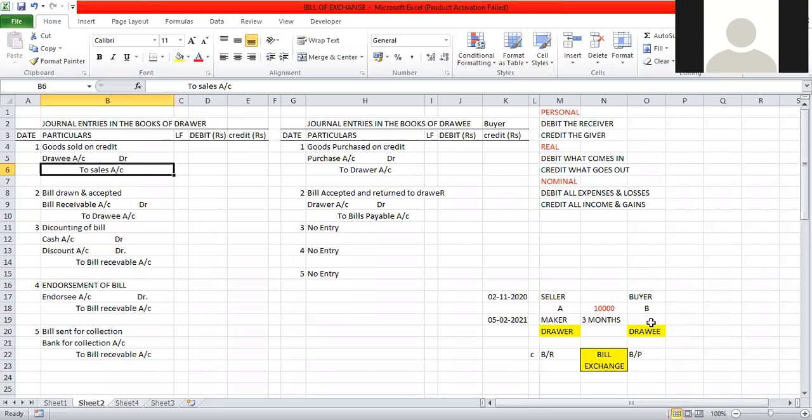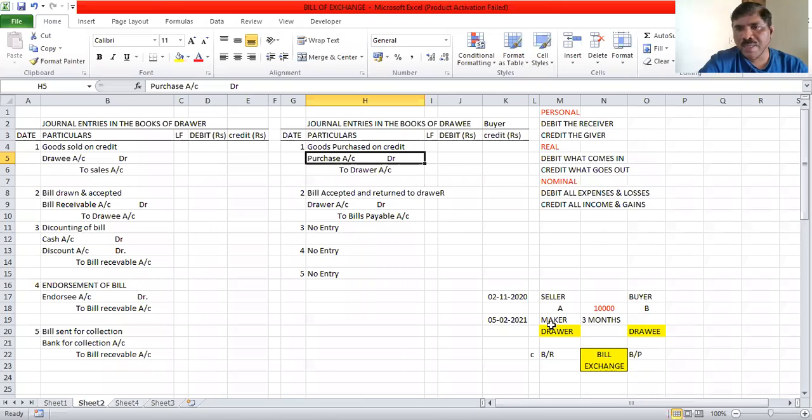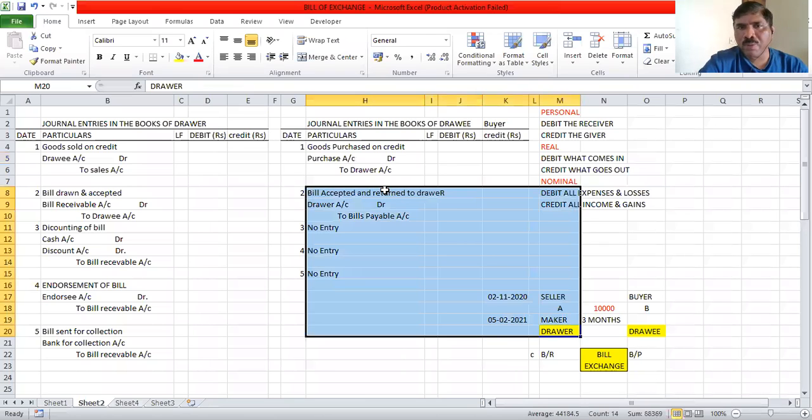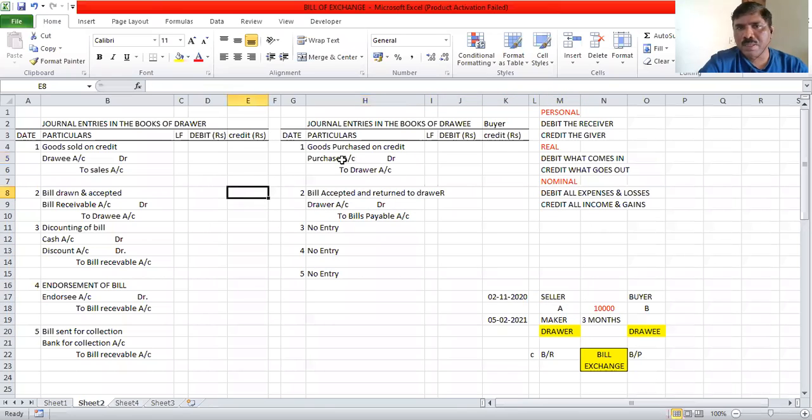When goods are sold by the seller, definitely those goods are purchased by the buyer, that is Mr. B. Mr. B is purchasing on credit. That means the purchase is an expense. Therefore, we will debit it. And the giver of the goods is Mr. A, and he is known as the drawer. So my format of the entry is purchase account debit to drawer account.